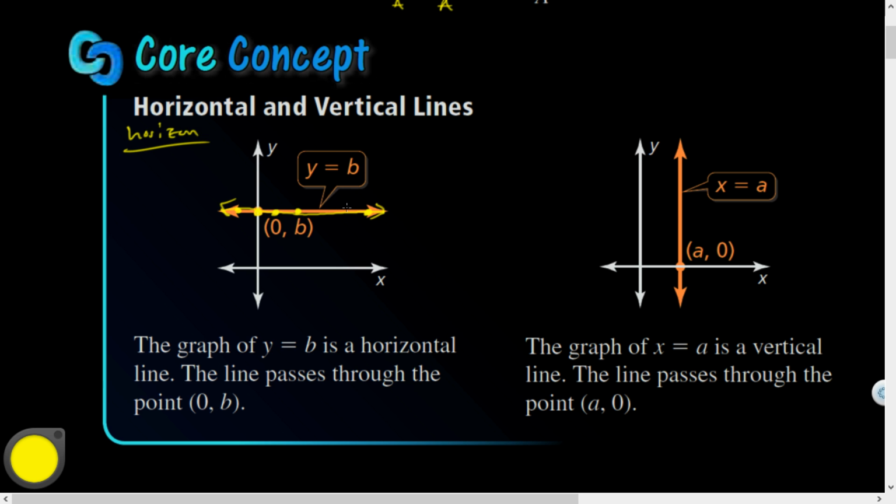Also notice that it happens to pass through the y-axis, where? At the height of b. So if this was y equals 7, it would have been a horizontal line passing through 7 on the y-axis.